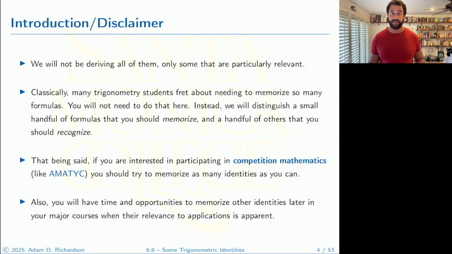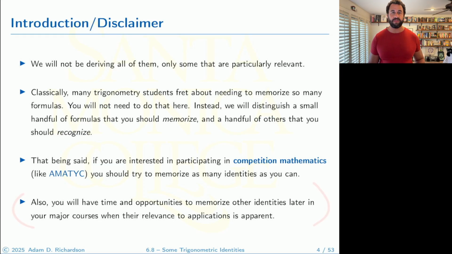Now, that being said, just because I'm saying you don't need to memorize all of these, if you're interested in doing competition mathematics, for example, like the AMC competition or like the Putnam exam or things like that, then you should memorize as many identities as you possibly can. So that's one of my disclaimers there. The other thing is some instructors may require you to memorize more of these identities as you go further along. All right, so just be aware that that may be a requirement later. Another note to say about these things.